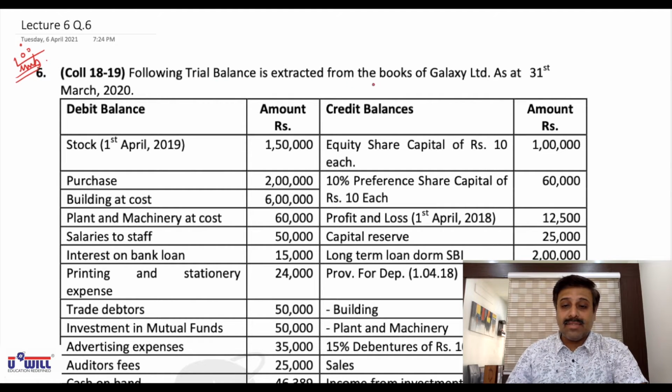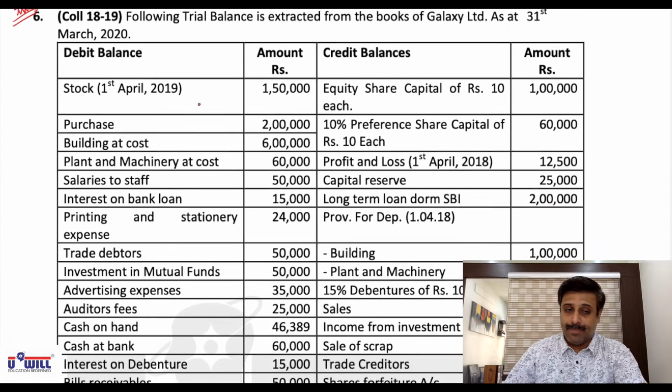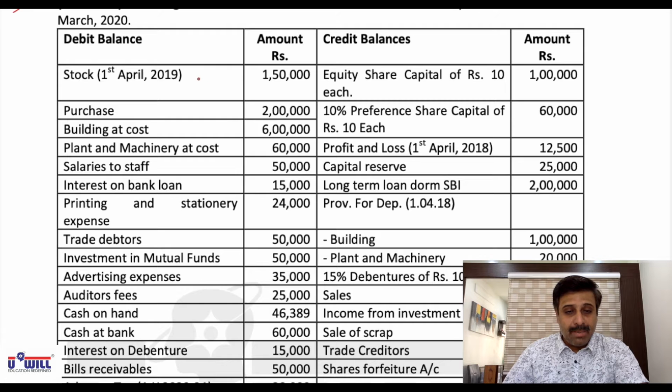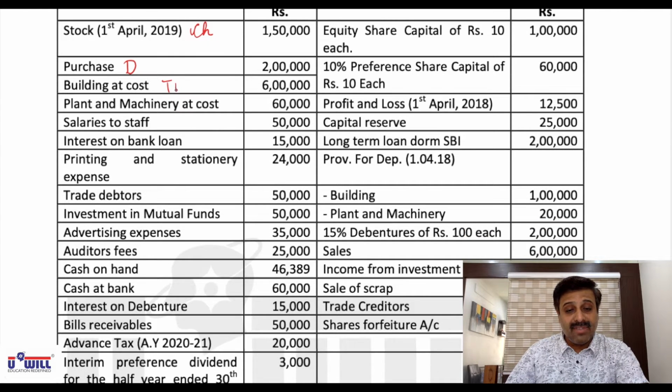Following trial balance is extracted from the books of Galaxy Limited as at 31st March 2020. Stock on 1st April 2019 will come in change in inventories. Purchases will come in direct purchases. Building at cost, tangible fixed assets. Plant and machinery, tangible fixed assets. At cost means you'll see on the credit side provision for depreciation is also given, therefore it's at cost. When we subtract all the accumulated depreciation of past years, what we'll get is WDV.